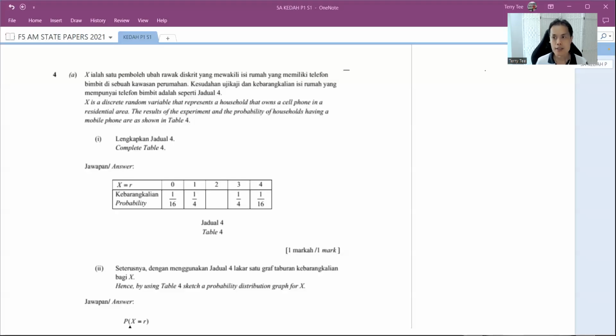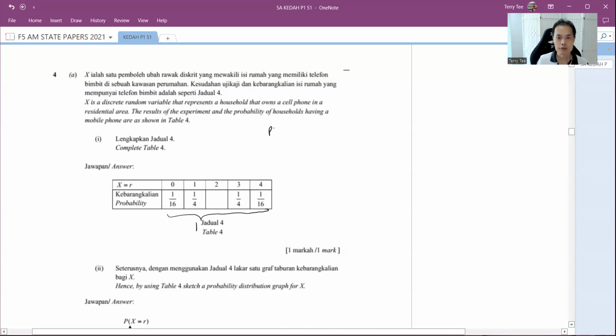Okay, question number 4. This is from chapter 5, probability distribution. So X is a discrete random variable that represents the households that own a cell phone in the residential area. The experiment result and the probability of a household having a mobile phone are shown in the table. Okay, so first of all, we know that total probability is always 1, the sum of all the probabilities. So this is from 0 to 4. So we add this up. This sum must be 1.